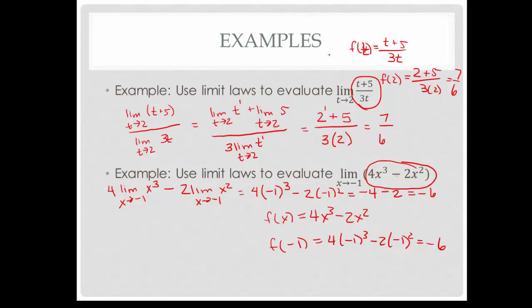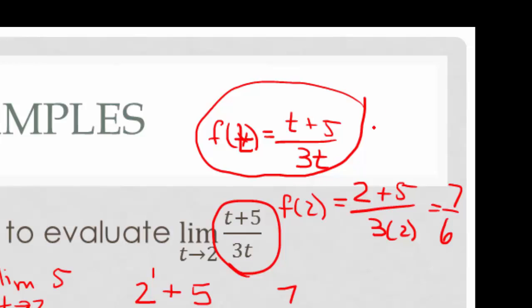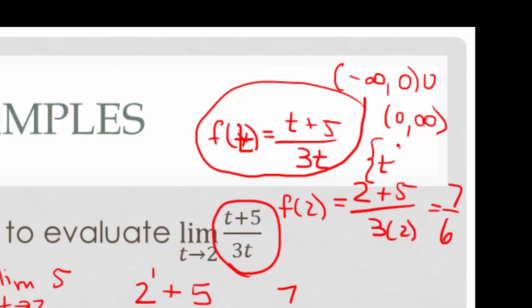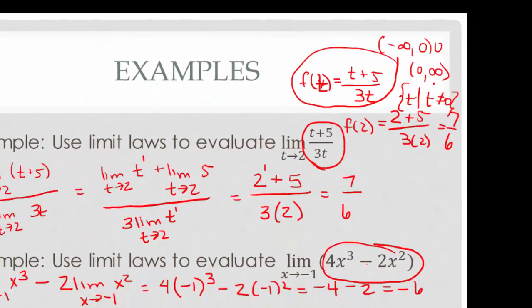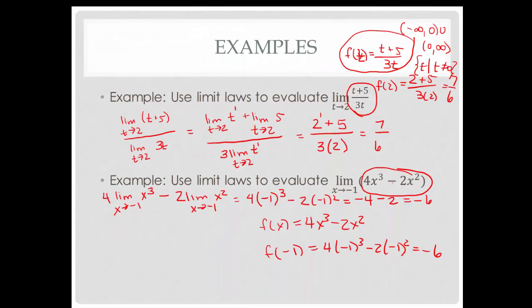So in other words, if you want the domain of f of t equals (t plus 5) divided by 3t, you can plug in any t value you want as long as it's not t equals 0. So usually we can write that in interval notation as negative infinity to 0, union 0 to infinity. You can also write it as the set of all t such that t isn't 0. Okay, so that's typically how you see these written.